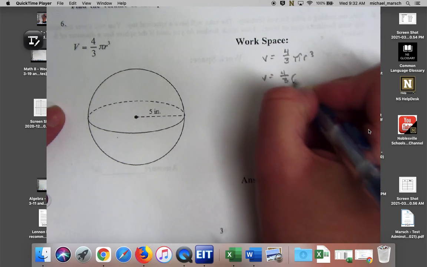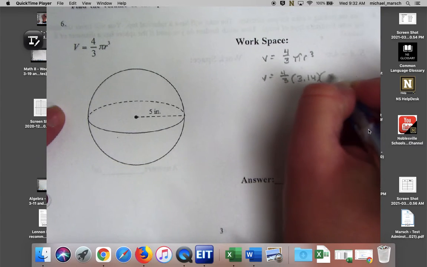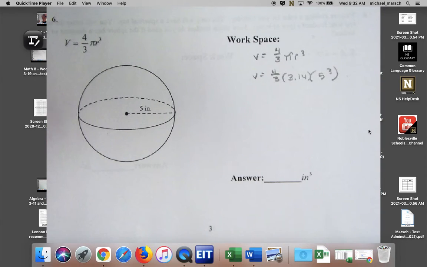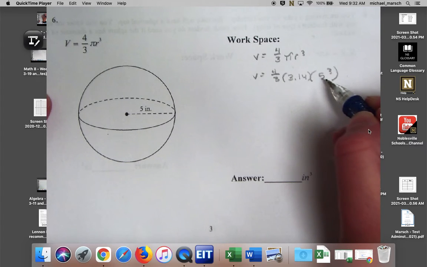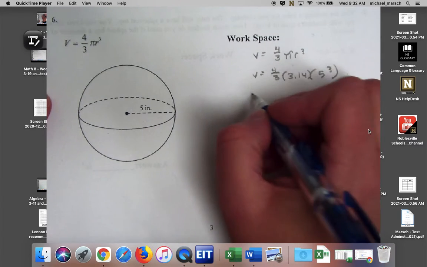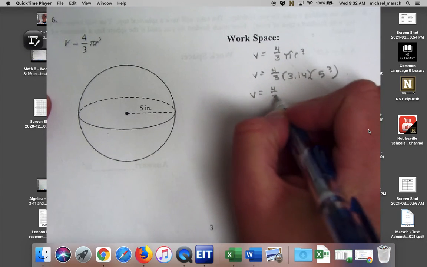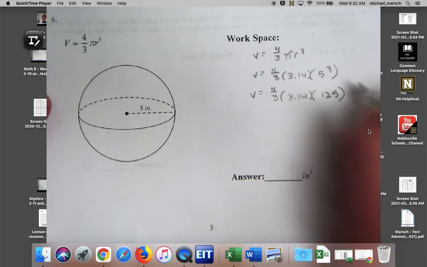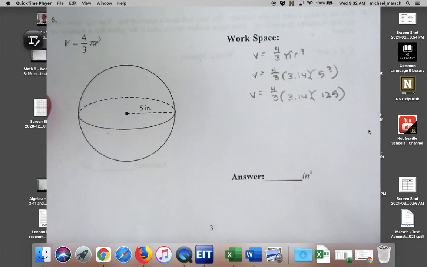Volume equals 4/3 times 3.14 times 5 cubed. Okay, I did see quite a few people yesterday. Instead of doing 5 times 5 times 5, they did 5 times 3. So don't do that. Remember, cubed means it's the number times itself. So now I've got volume equals 4/3 times 3.14 times 125, right? 5 times 5 times 5.